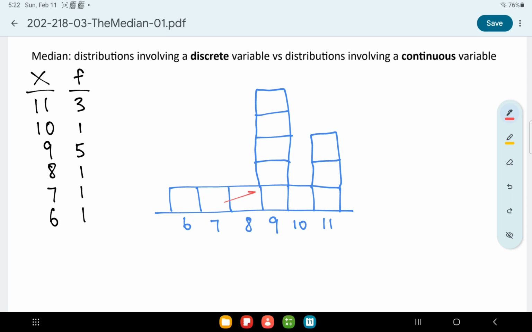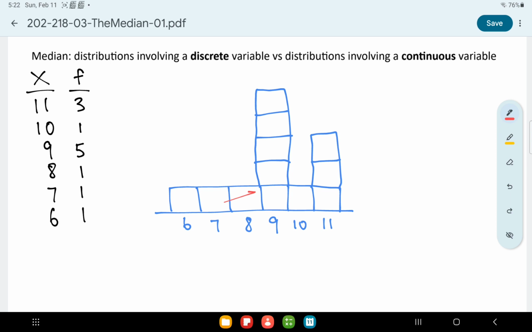variable a certain distribution is intended to describe. In most cases, when no further information is given, by default, we're referring to discrete variables.